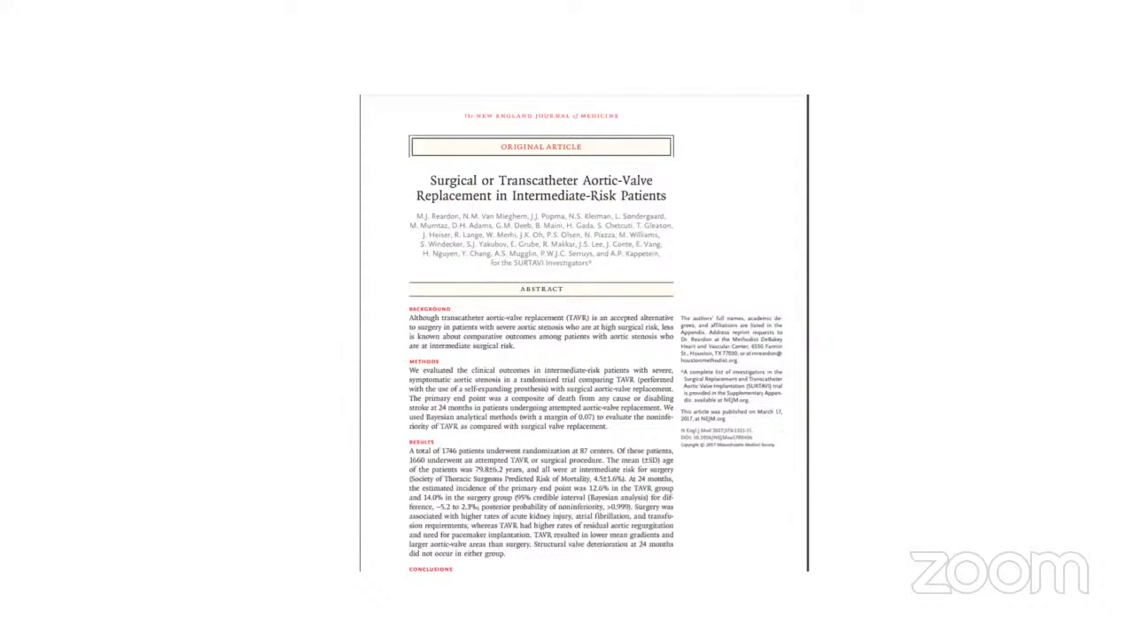Then after that, the SURTAVI trial, surgical or transcatheter aortic valve replacement in intermediate-risk patients. Total patients were 1,660 with intermediate risk, comparing TAVR to SAVR in 87 centers. At 2 years, the estimated incidence of the primary endpoint was 12% in TAVI and 14% in SAVR. Surgery was associated with a higher rate of acute kidney injury, atrial fibrillation, and transfusion, with TAVI having a higher rate of residual aortic regurgitation and need of pacemaker.